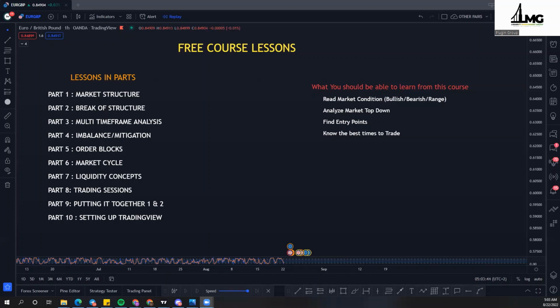And then the fourth, the fifth, the sixth, and the seventh lesson should help you find entry points, because under entries you should be able to identify your order blocks, right? Identify a market cycle, identify liquidity points and levels that you should avoid, and then also put in confluence, imbalance, and mitigation. So price is going to be targeting imbalances towards the order blocks. And then you should also be able to know the best time to trade, because you don't want to trade all the time and everything, right? And under trading sessions, I cover that.